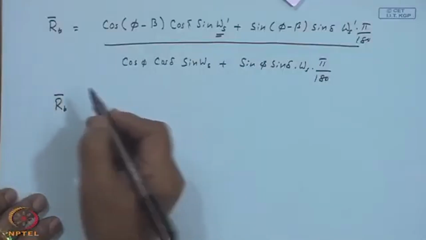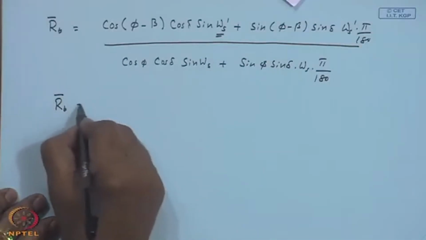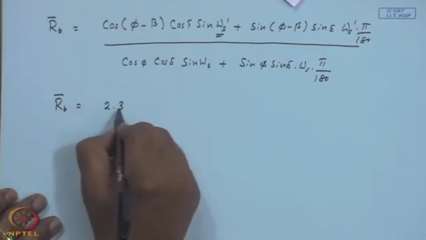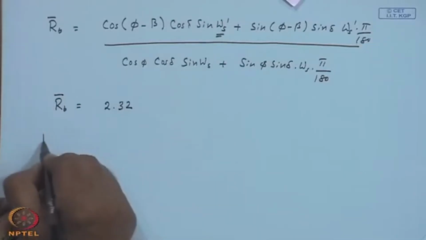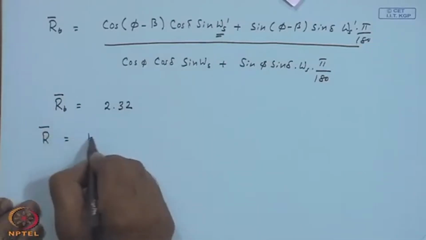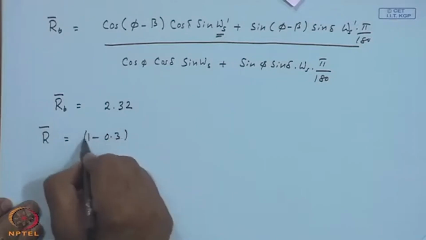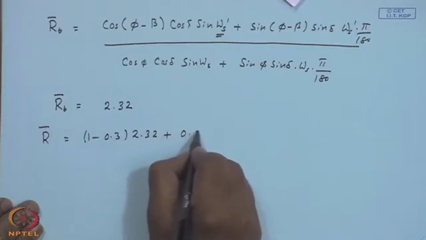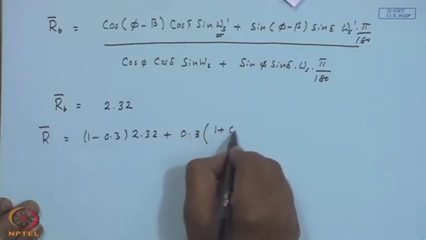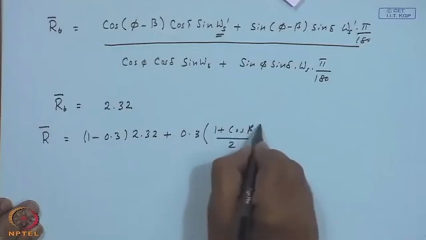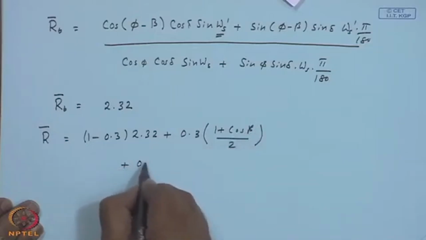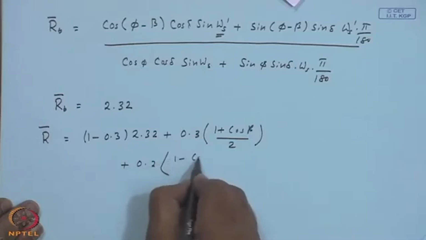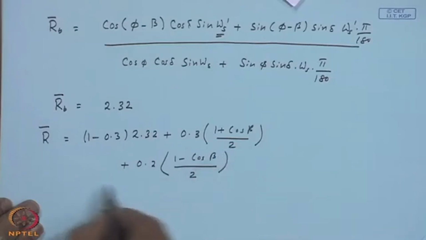So, this R B bar, if you calculate it, is 2.32, and R bar will be 1 minus 0.3, that is Hd bar by H bar, into R B bar 2.32, plus 0.3 times 1 plus cos beta by 2, plus 0.2 into 1 minus cos beta by 2, which is 40, and this comes out to be 1.91.